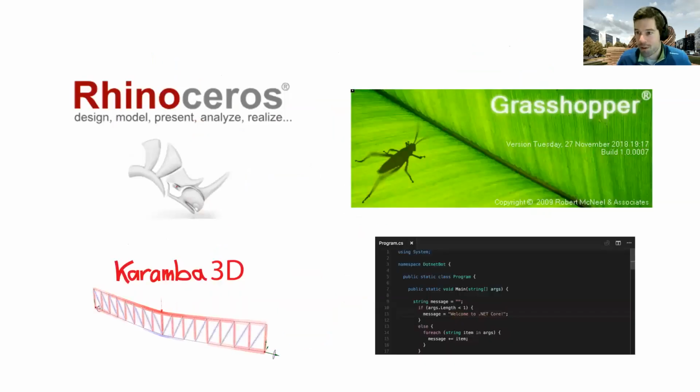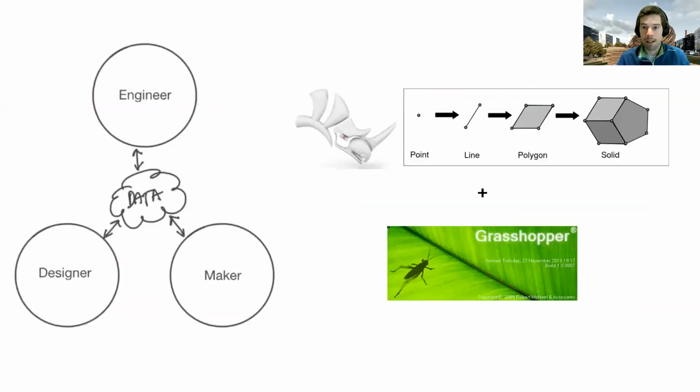And then the tools that we use that lead on from that are the ones you're here listening to Arthur talk about, I think: Rhino, Grasshopper, bits of coding, and Karamba, the structural analysis package for us. Those are the tools we use to interact with that data.